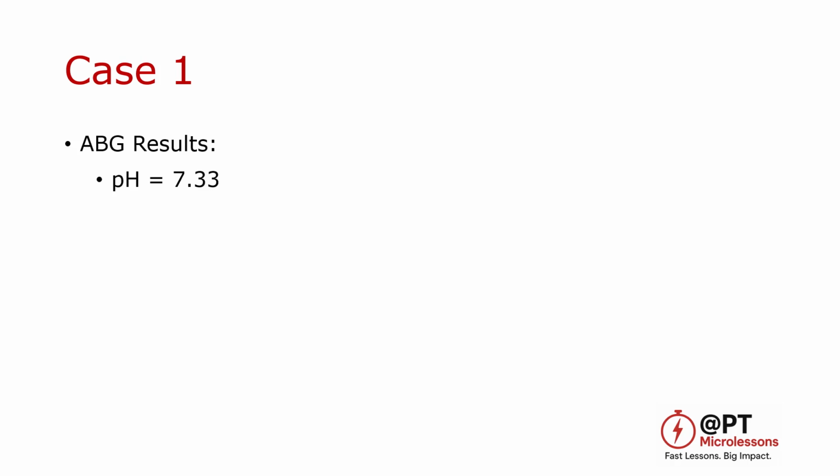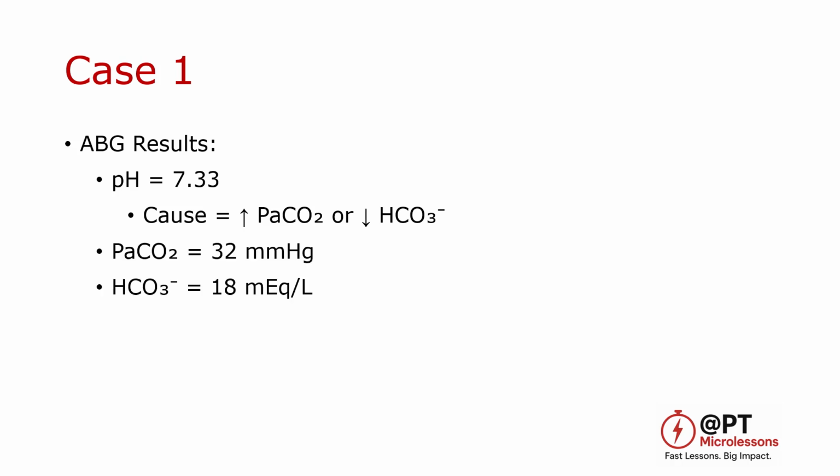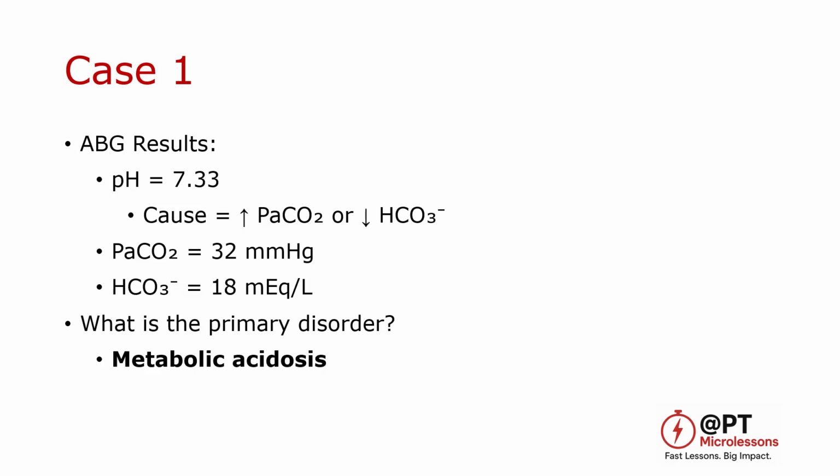First, look at the pH. The pH is 7.33, indicating acidosis. Now determine what could cause an acidosis. There are only two possibilities: an elevated PaCO2 or decreased HCO3. In this case, the HCO3 is 18, which is low, explaining the acidosis. Therefore, the primary disorder is metabolic acidosis.